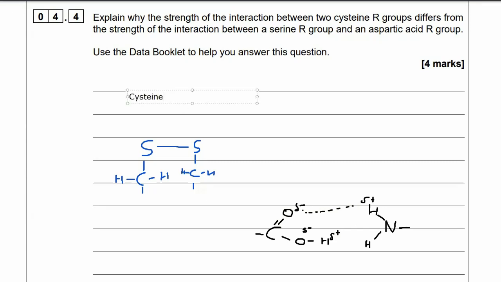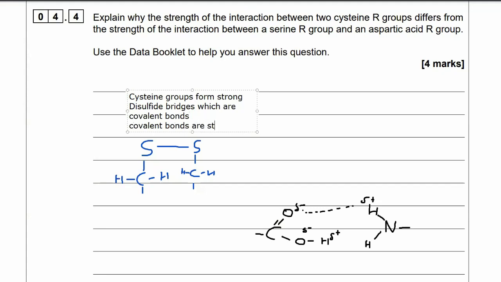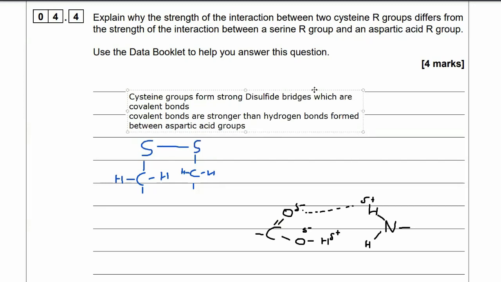And so what that results in is hydrogen bonding. So now we know that the aspartic acid has hydrogen bonding and the cysteine groups form disulfide bridges. We have to ask ourselves, which one is stronger? Well, cysteine groups form strong disulfide bridges. Disulfide bridges are a covalent bond of shared electrons. So you've got those strong electrostatic forces of attraction between nuclei and pairs of shared electrons. And that is going to be a lot stronger than the intermolecular force, that is hydrogen bonding, that we get formed in aspartic acid between the R groups.